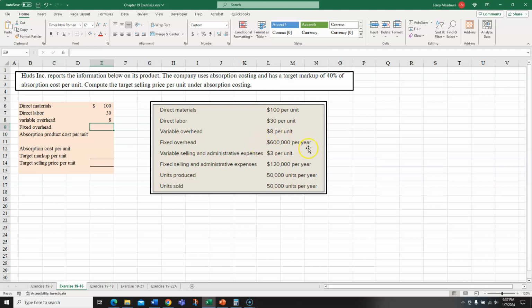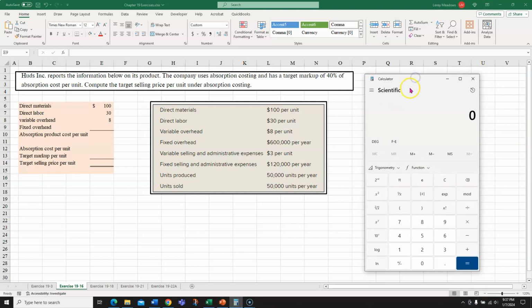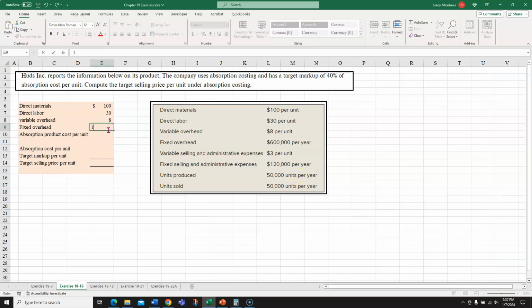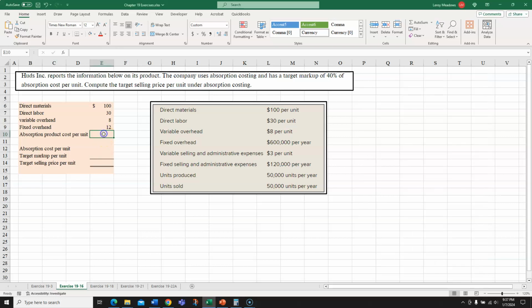So in order to spread that out, we have to spread that out over units produced. So I'm going to take that $600,000 and spread that out over the number of units produced, 50,000. And I'm going to get $12. So my absorption product cost per unit is going to be what? So I'm going to add all these together now. $100 plus 30 plus 8 plus 12. And that should give me an absorption product cost per unit of $150.